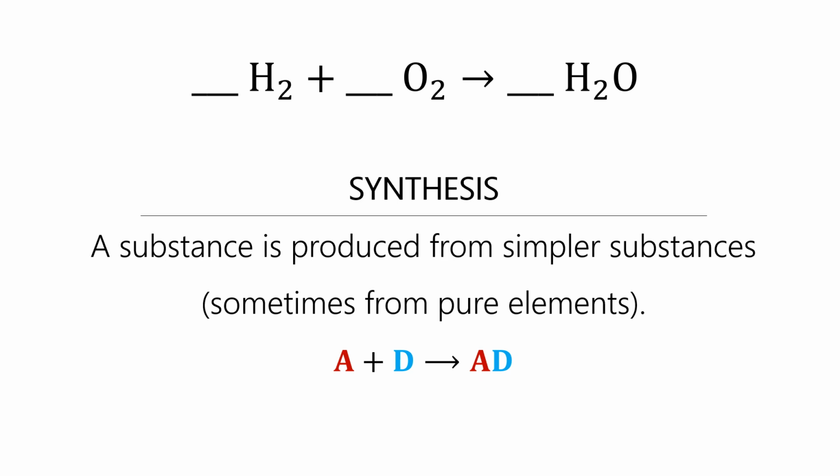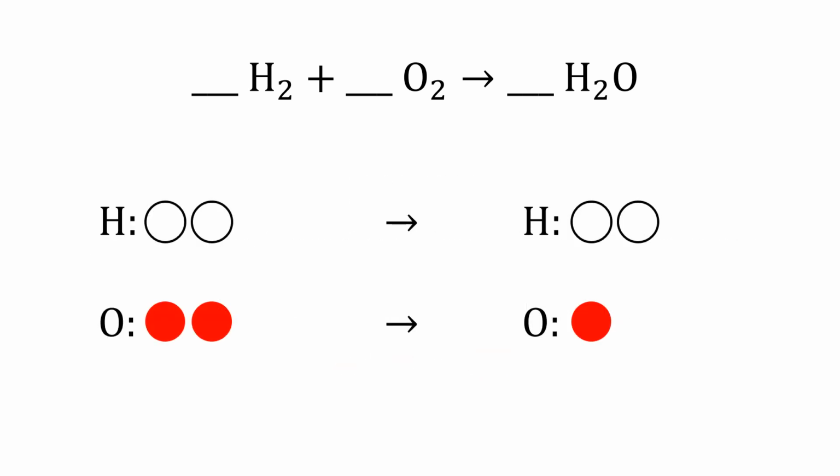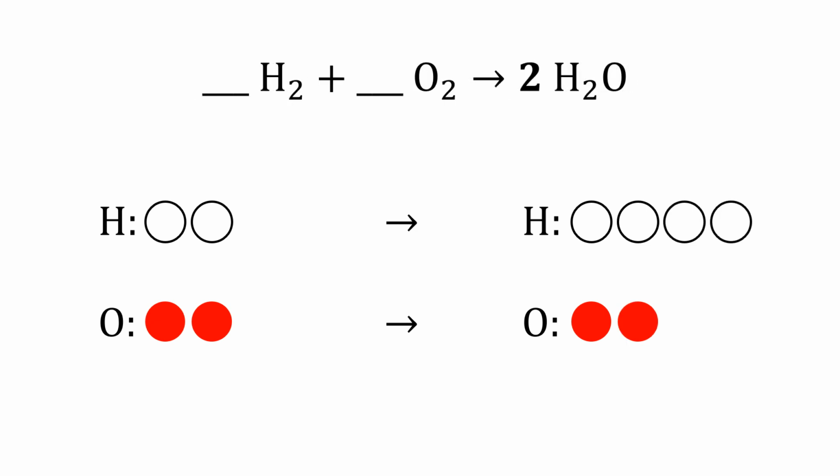So in this case, we're starting with two hydrogens on the left and two hydrogens on the right. On the left, we have two oxygens, and on the right, we only have one oxygen. So we're coming up a little bit short on the oxygen side. Now, the only thing that can give me more oxygen on the right side, on the product side, is my H2O. So I would need to have two H2Os to get two oxygens on the right side.